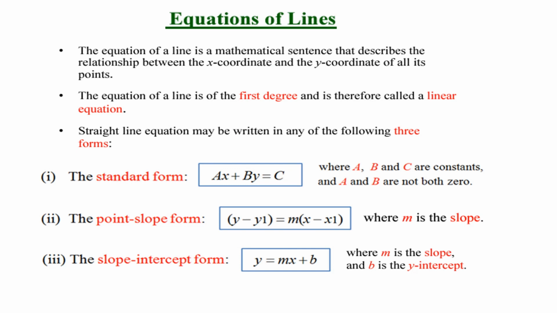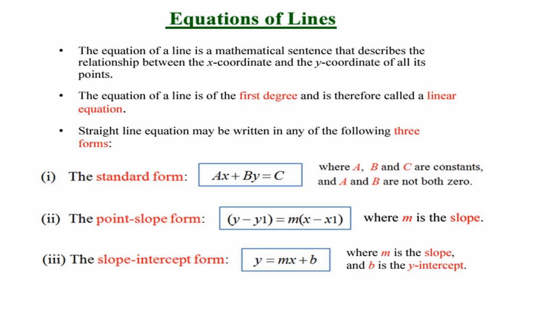So now the equations of the lines. We have three forms of equations of a line. The equation of a line is of the first degree and is therefore called a linear equation. The first one is the standard form, ax plus by equals c, where a, b and c are constants, and here a and b are not both 0. It is possible for any one of them to be 0, but both are not 0.